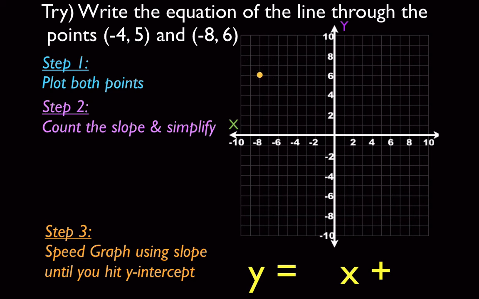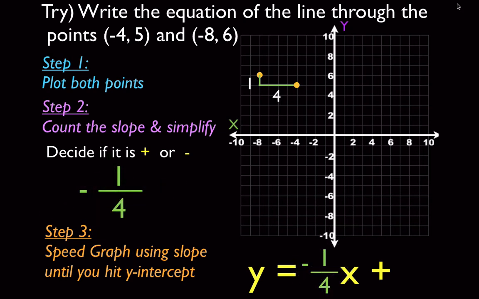All right, so you should have started off by plotting (-4, 5) and (-8, 6), which are those 2 points there. Counting the slope triangle, in this case, it is a negative line. It goes up 1 and over 4. That can't really be simplified, so we go ahead and put it straight into our answer. And we're going to speed graph the rest of the way. As you can see, it crosses at 4, so the equation is y equals -1/4 x plus 4.